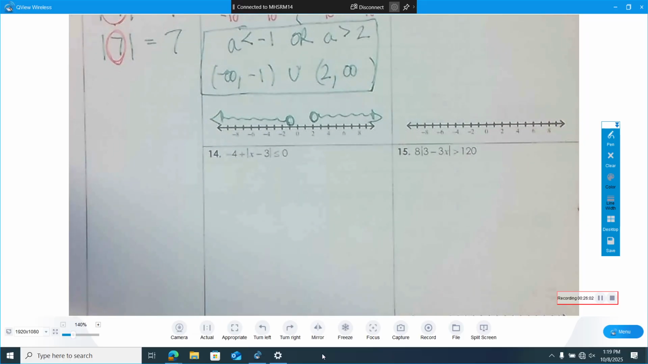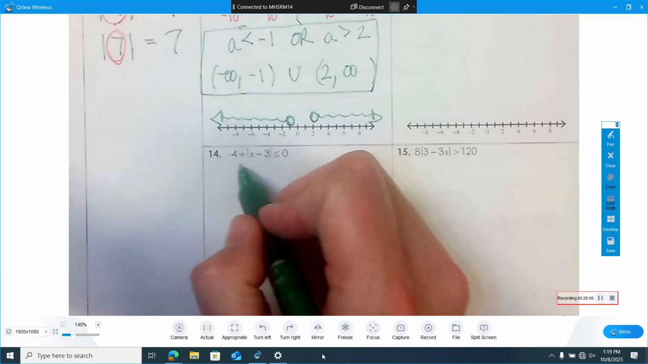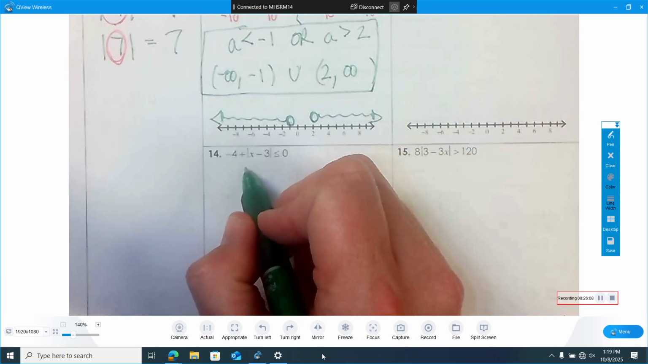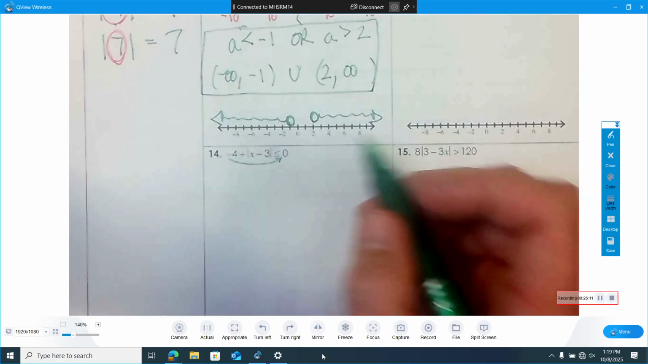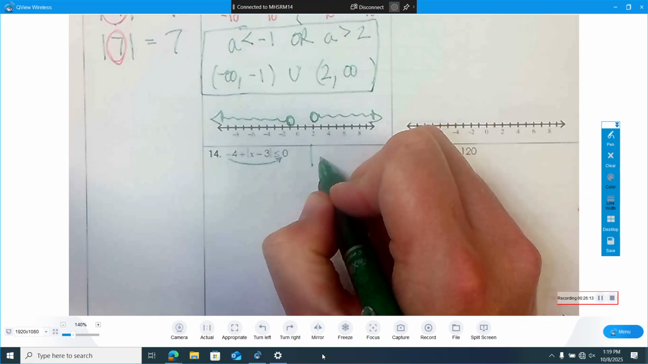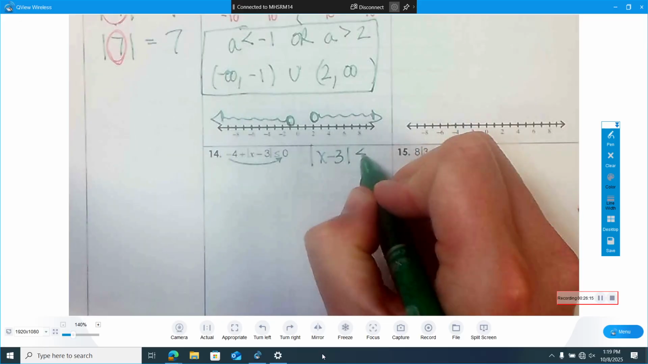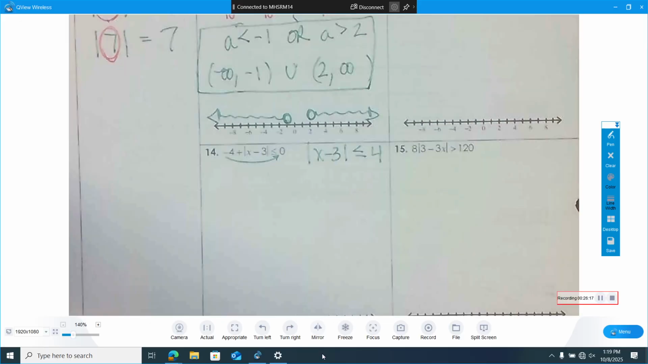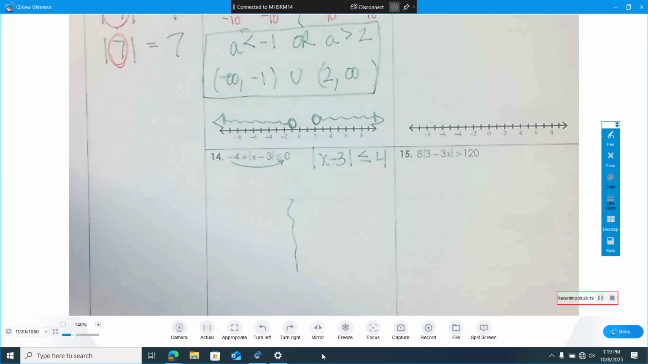All right, what do we have to do first? Add 4. We have to isolate our absolute value, so we need to move that 4 to the other side. And that's going to give me absolute value of x minus 3 is less than or equal to 4. All right, from here, we're going to set up our 2 equations.